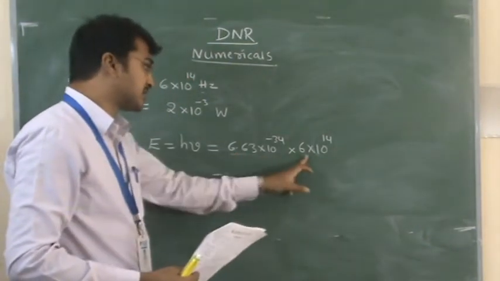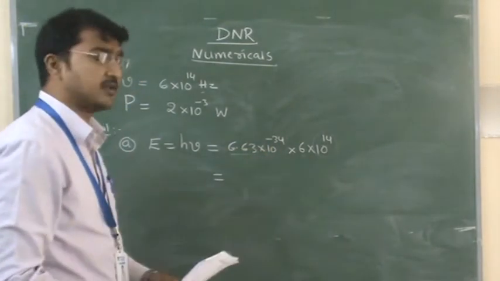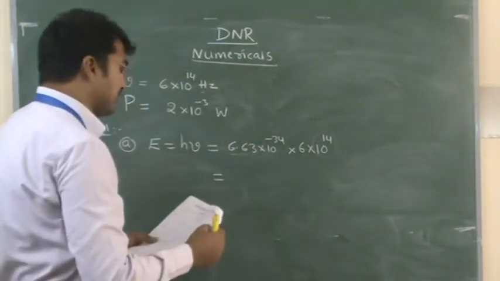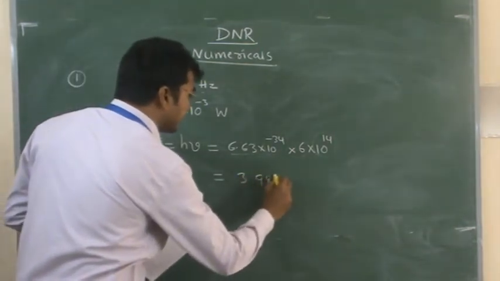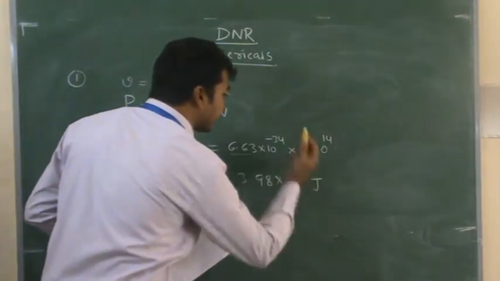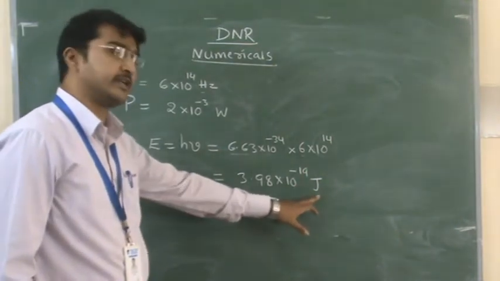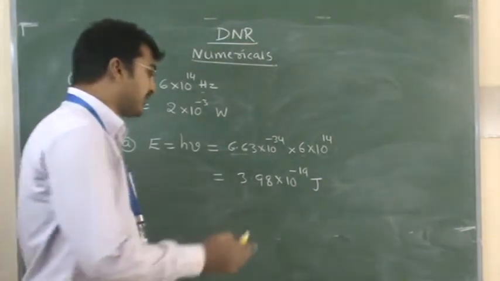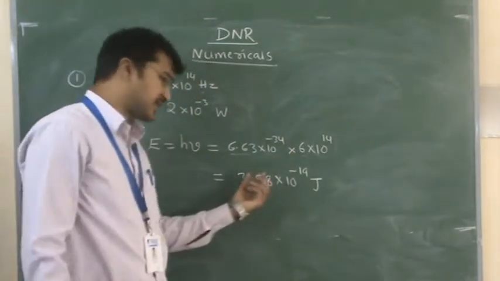But what is the value of 6 into 6? It is near 36 point something. Okay, 36, 37. By calculating this, we will get 3.98 into 10 to the power of minus 19 joules of energy. So if you are multiplying 6 into 6, it comes to 36 or 39 point something.